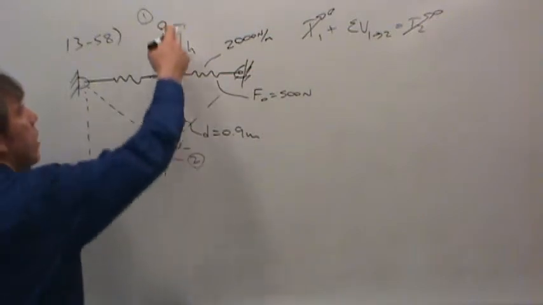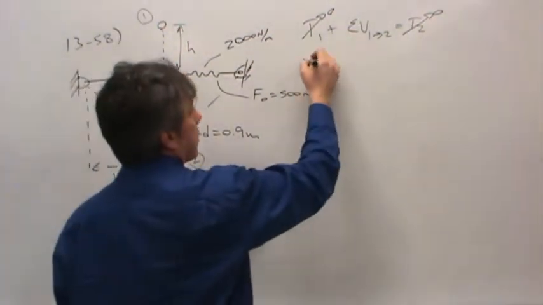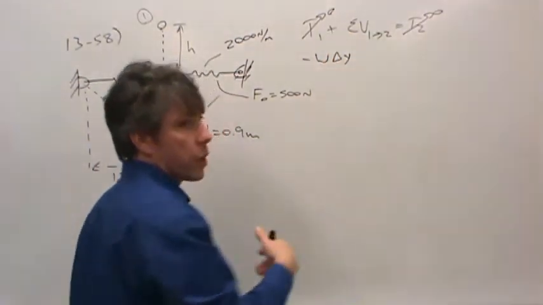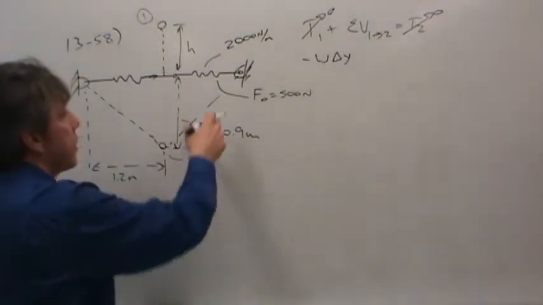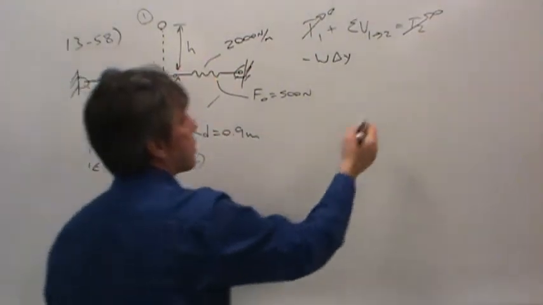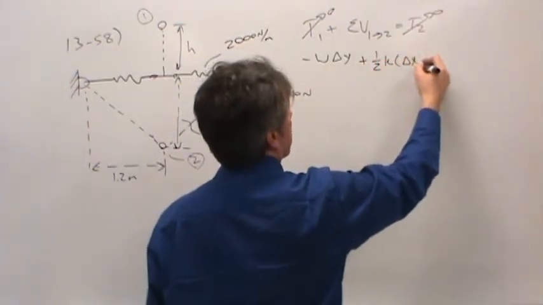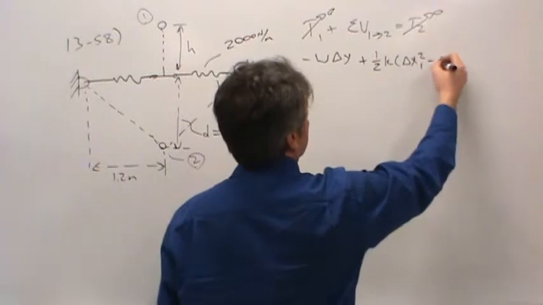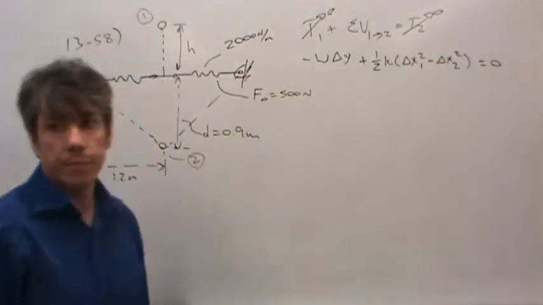So as we go from state 1 to state 2, what happens? Well, just this: negative W delta y. Gravity does work on the ball, just like it was before, right? What else happens? Well, the springs go from one state to the next. So plus 1/2 k (delta x1 squared less delta x2 squared). That sums to 0.